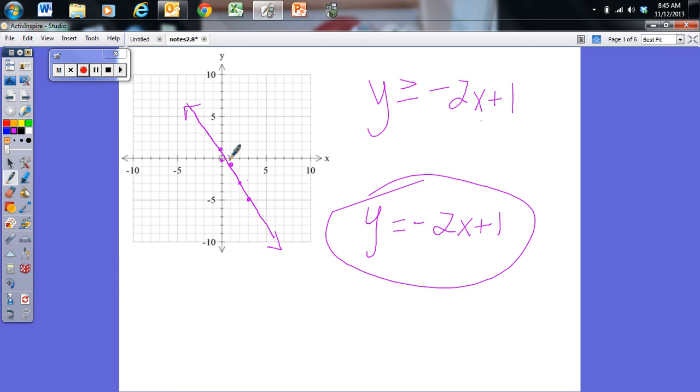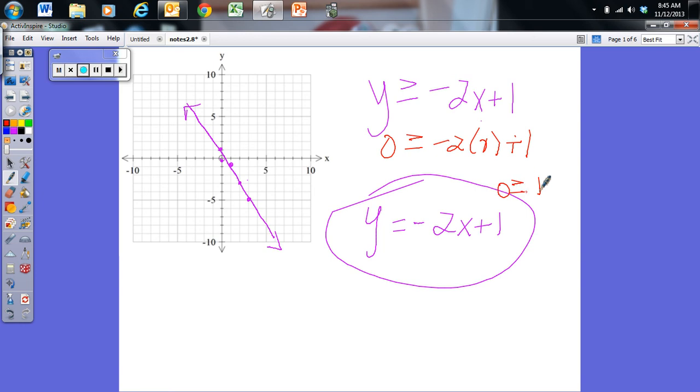That means that if 0, 0 makes this inequality true, we're going to shade to this side of the line. If it makes the inequality false, we're going to shade this side of the line. So let's plug in 0, 0. 0 is greater than or equal to negative 2 times 0 plus 1. 0 is greater than or equal to negative 2 times 0 is 0 plus 1 is 1.